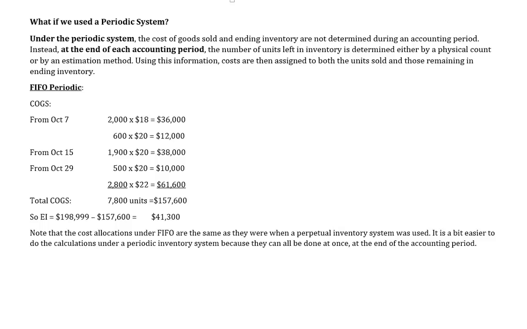Hi folks, welcome to this short video on calculating the cost of goods sold and the ending inventory, assuming that we're using a first in, first out or FIFO cost flow assumption, but instead of perpetual, we're going to assume a periodic system.